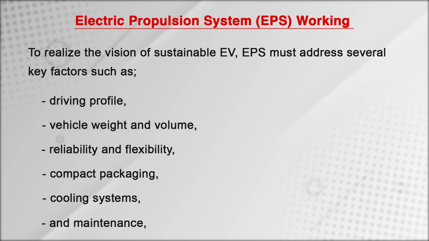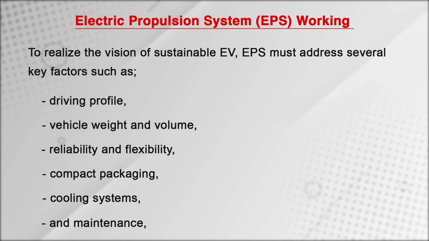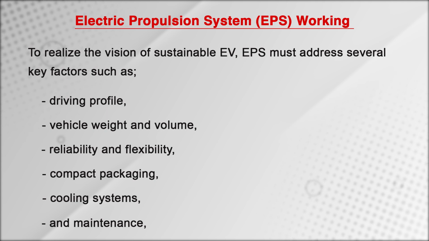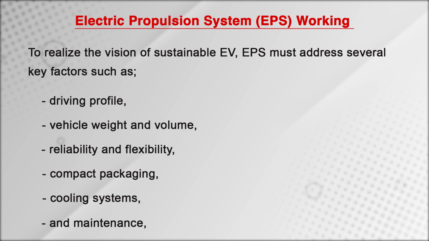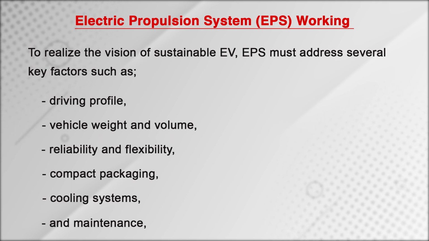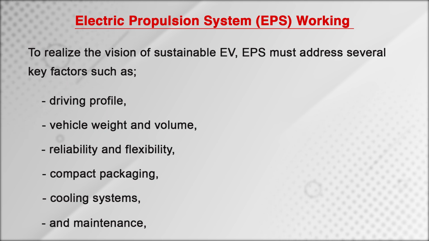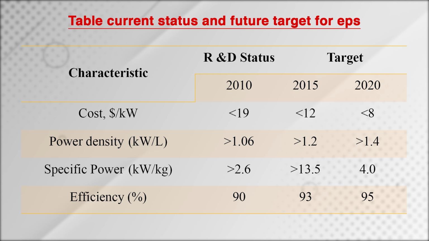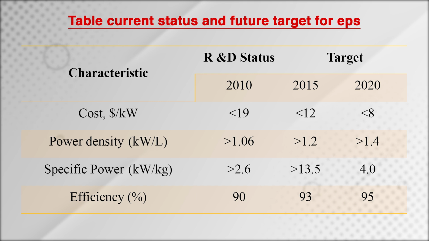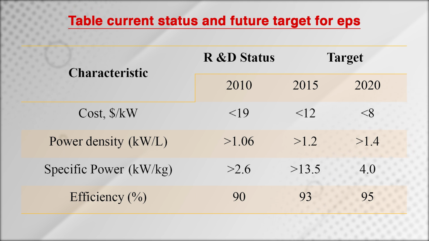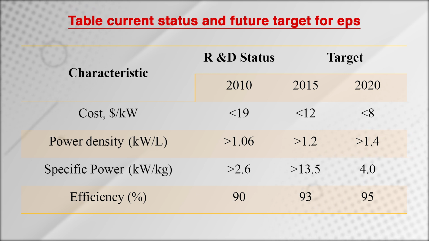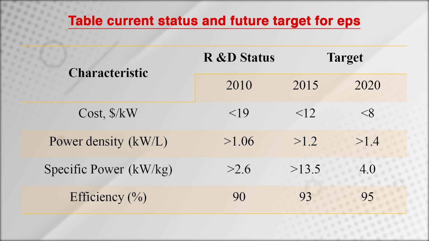Some of these key factors are driving profile, vehicle weight and volume, reliability and flexibility, compact packaging, cooling mechanism, and maintenance. All these factors need to be taken care of with affordable cost. If we look into the current status and the future trends of this electric propulsion system in terms of their R&D status and the target over a decade from 2010 to 2020, then one can see the reduction of the cost per kilowatt.